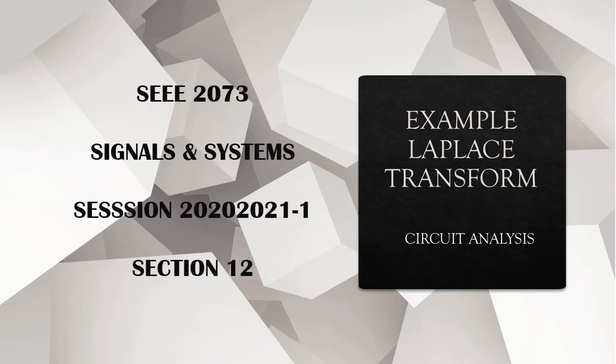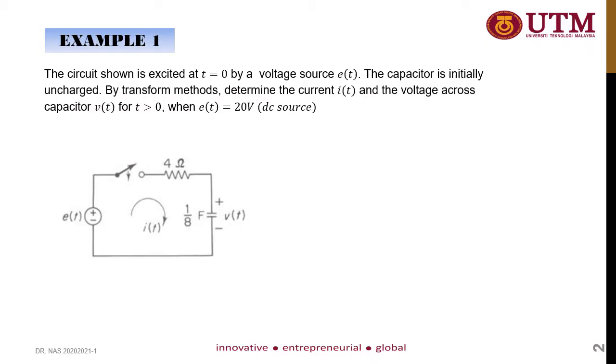So let's discuss some examples on circuit analysis using Laplace transform. Okay, let's look at the first example. The circuit shown is excited at t equal to 0 by voltage source of e(t), and the capacitor is initially uncharged. By using transform methods, determine the current i(t) and the voltage across capacitor v(t) for t larger than 0 when the source e(t) equal to 20 volt.